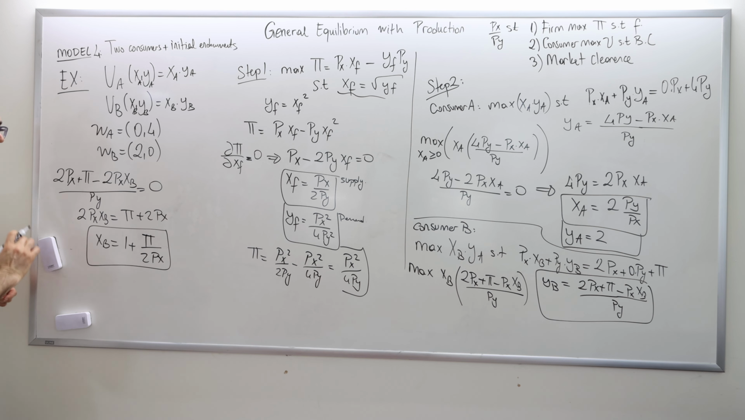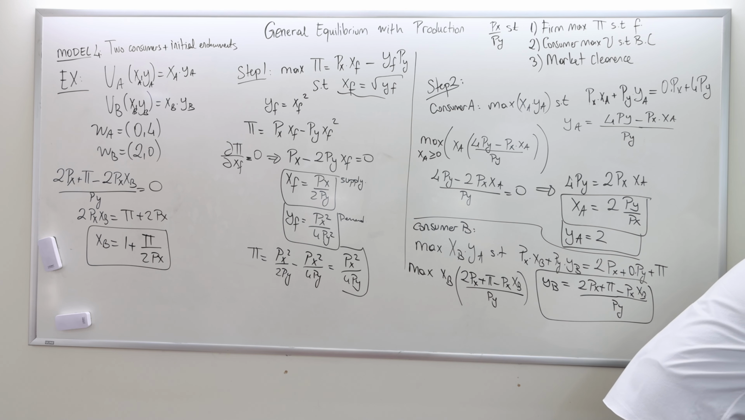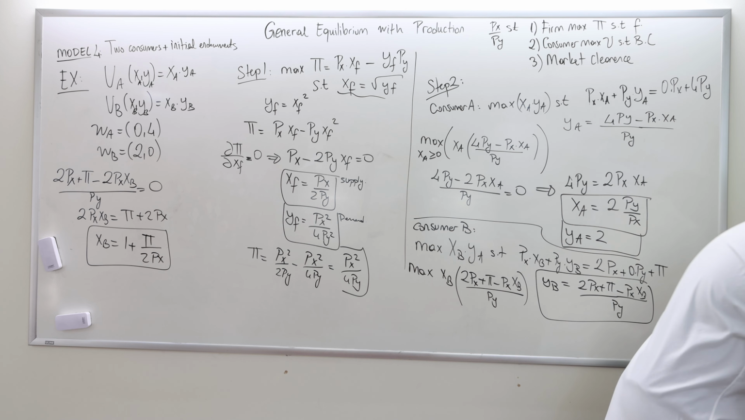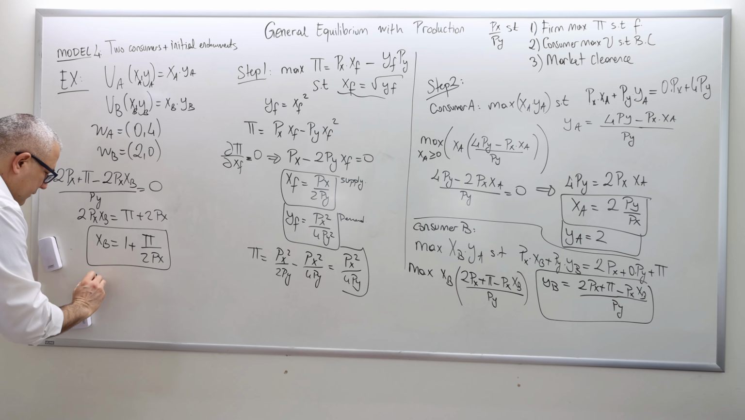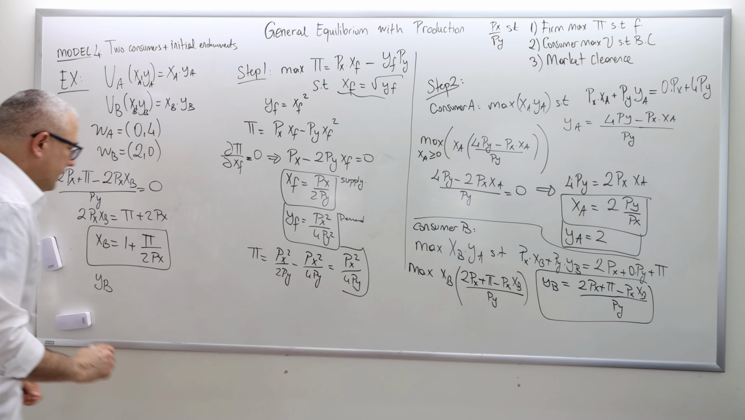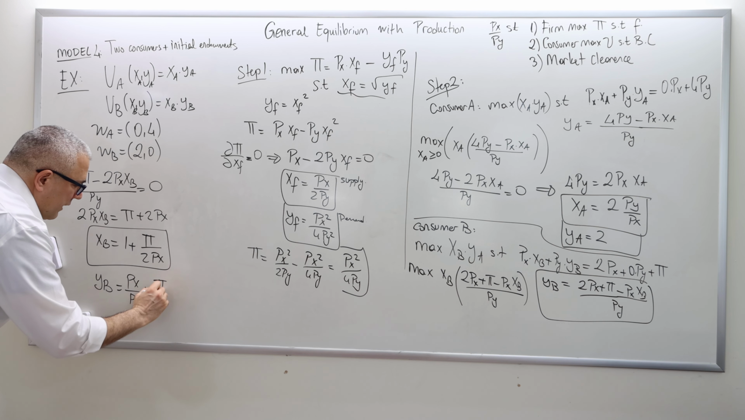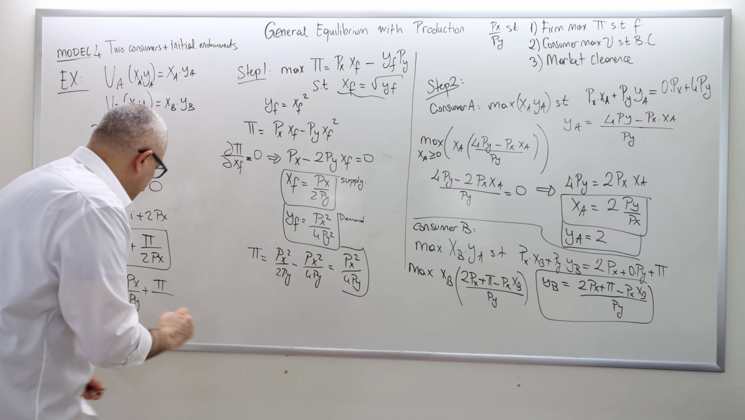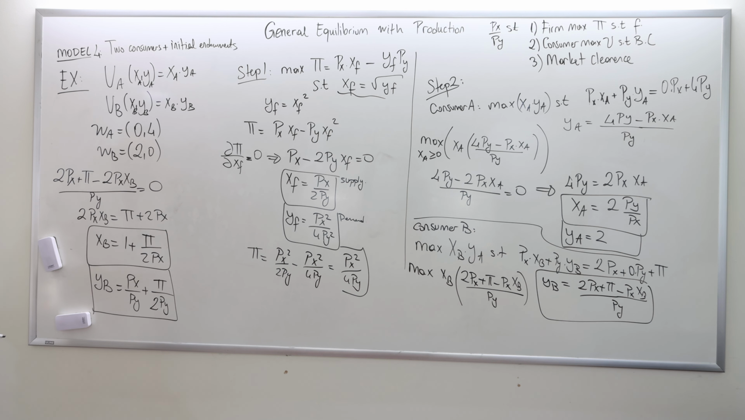Okay. All right, give me a sec. All right, that's true, pi over 2PX. And then if you plug this X value here, what you're going to get is PX divided by PY plus pi divided by 2PY, I guess. Yes. So this is how much good Y consumer B would like to consume. All right, so that's good.